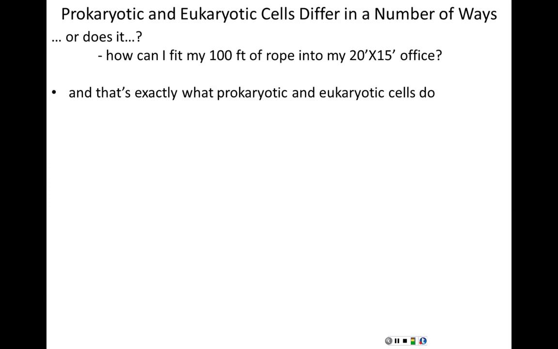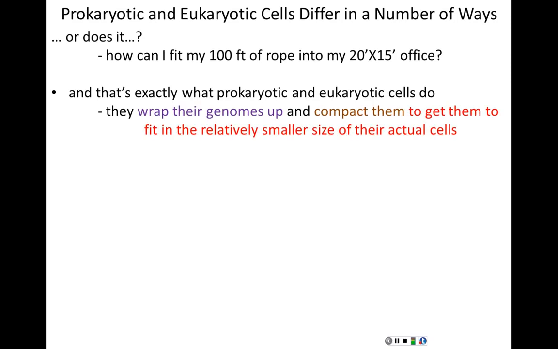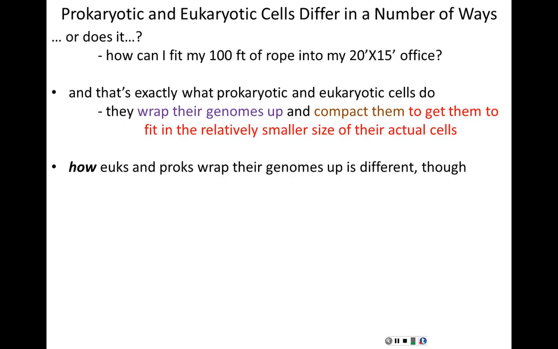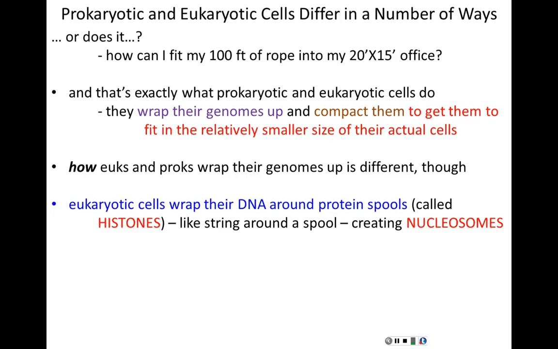So this is exactly the approach that prokaryotic cells and eukaryotic cells take. They wrap their DNA up. It's just that they do it in very different ways. Each cell type wraps their genome up, compacts that DNA to get it to fit in the relatively smaller size of their actual cells. It's their approach that differs.